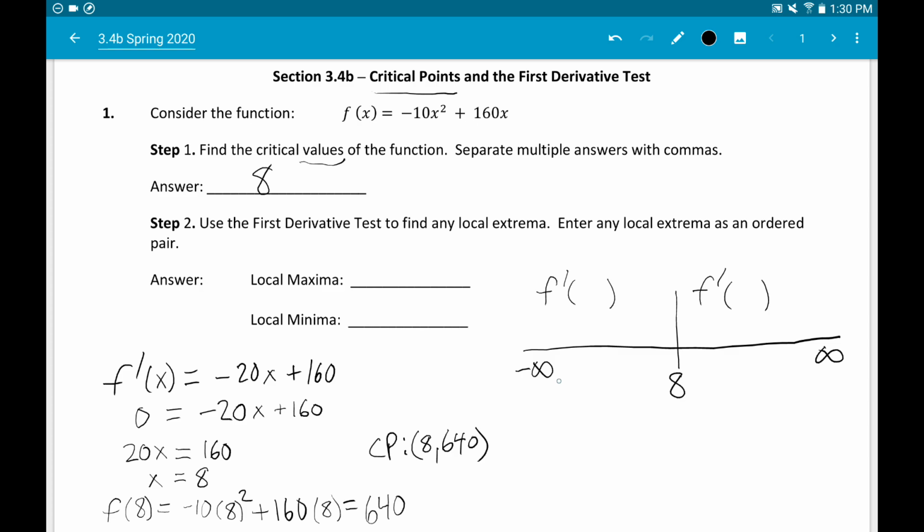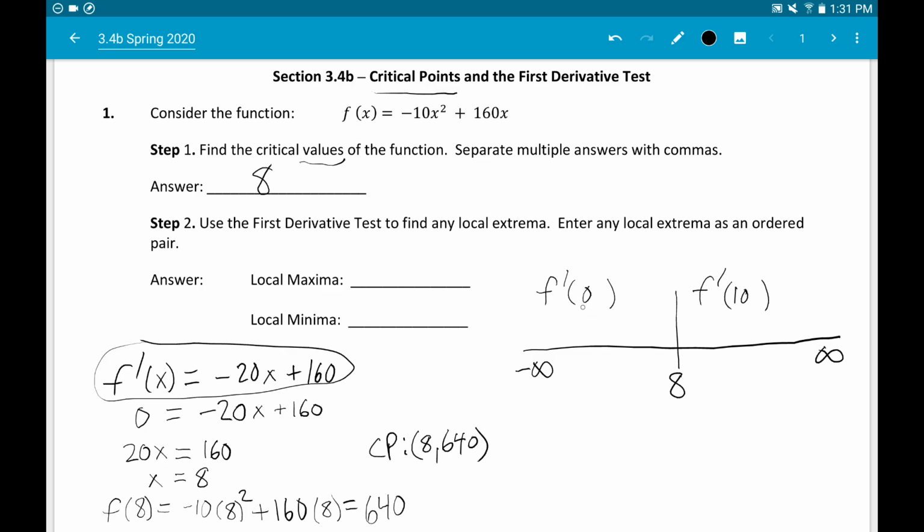Alright, so in this case I need for the left something between negative infinity and 8. Let's pick 0. For the right interval, something bigger than 8. Let's say, I don't know, 10. It's fairly easy to plug in. And go ahead and calculate those in the derivative. Again, the derivative's over here.